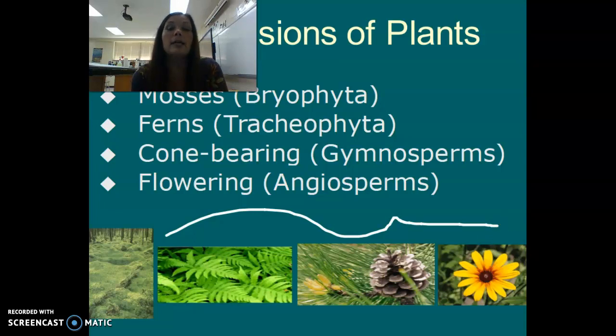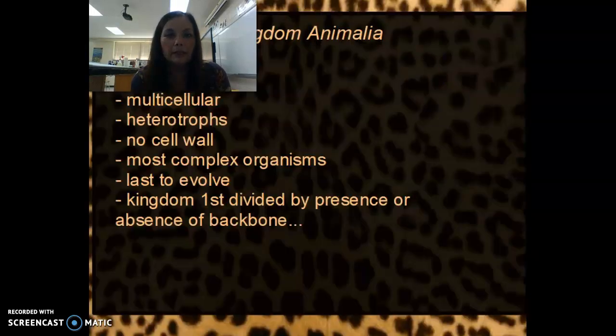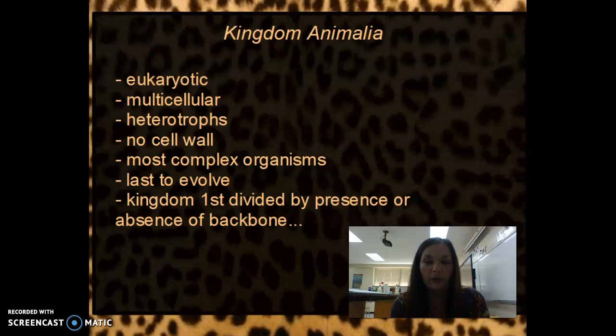Okay, mosses cannot do that. Mosses are considered non-vascular. They do not have veins, so they cannot grow very tall. Some people call these the green carpet of the world. It's really soft, always feels wet, only grows on the north side of some things, different tricks like that. Okay, all right, then let's hop into the animal kingdom just very briefly. Okay, this is the last group that evolved.